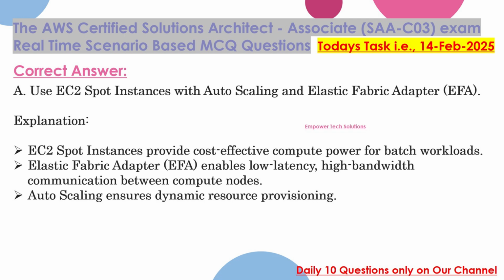Explanation: EC2 spot instances provide cost-effective compute power for batch workloads. Elastic Fabric Adapter, EFA, enables low-latency, high-bandwidth communication between compute nodes. Auto-scaling ensures dynamic resource provisioning.